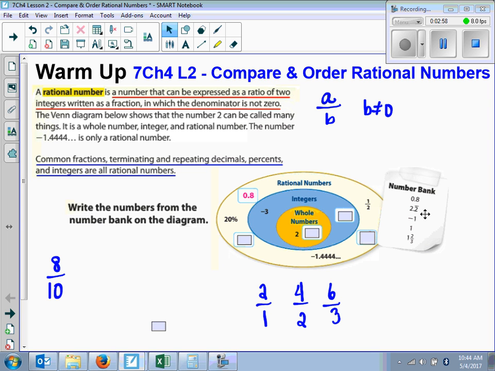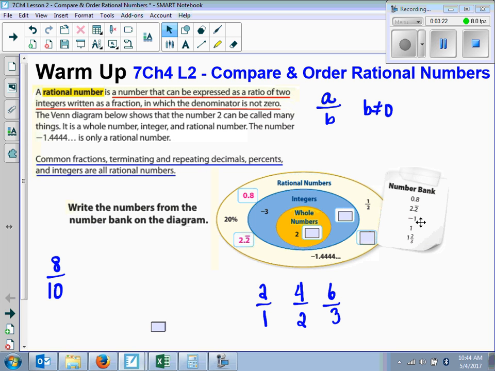Okay? How about 2.2 repeating? Is that a whole number? No. Is it an integer? No, because it's got a 0.2 repeating on there, right? But it says here repeating decimals are also rational numbers, so it should be somewhere in here. 2.2 repeating. Is everybody clear?